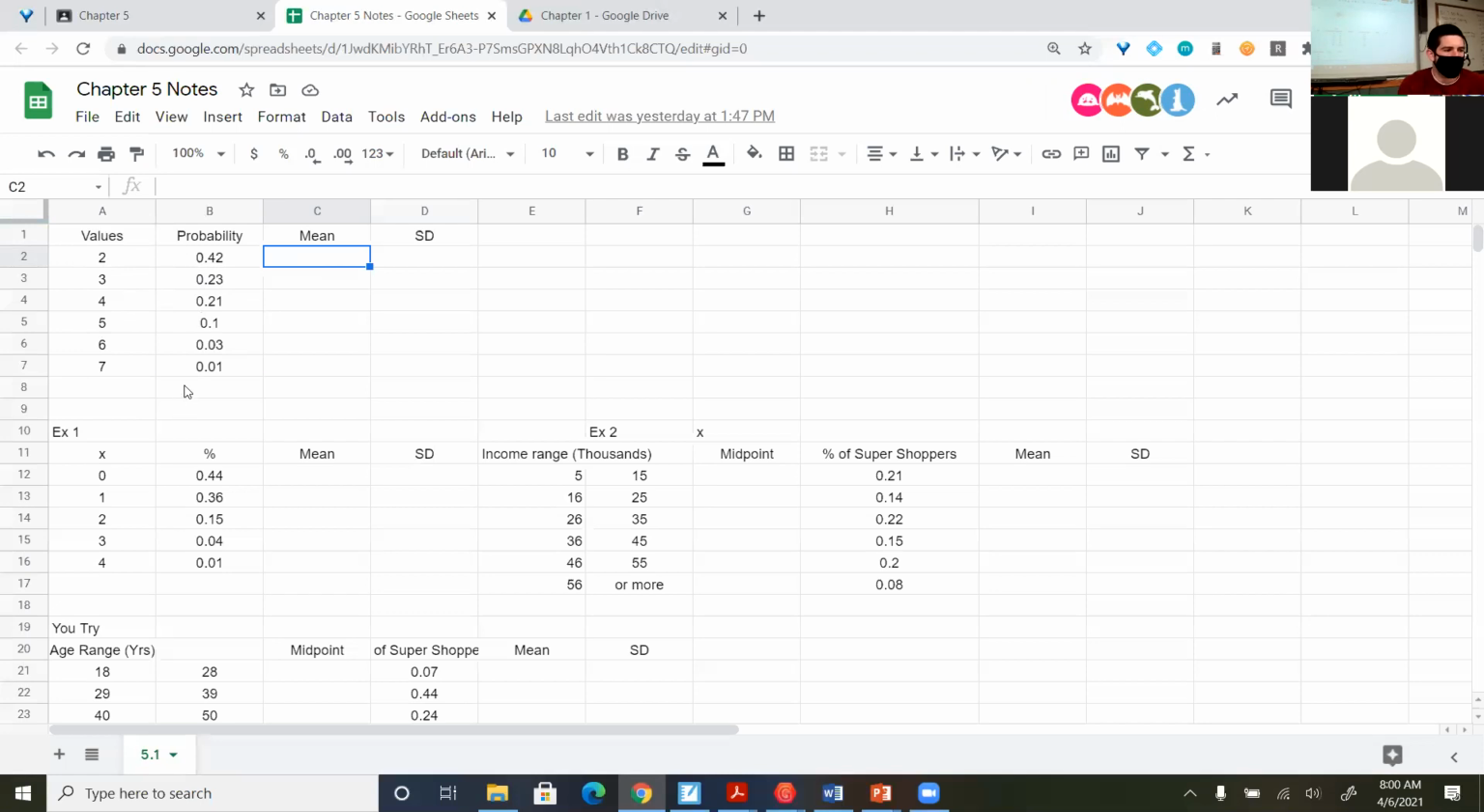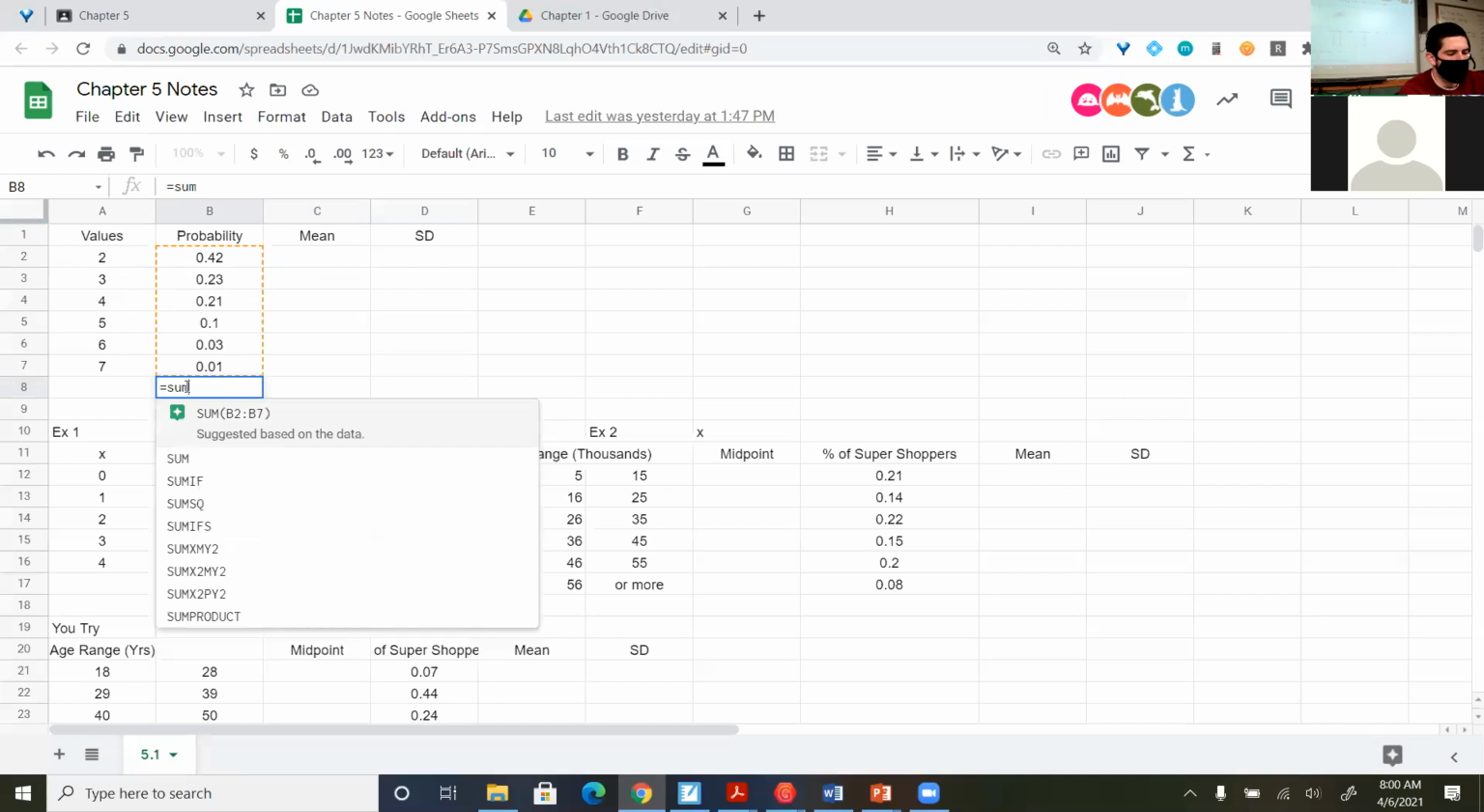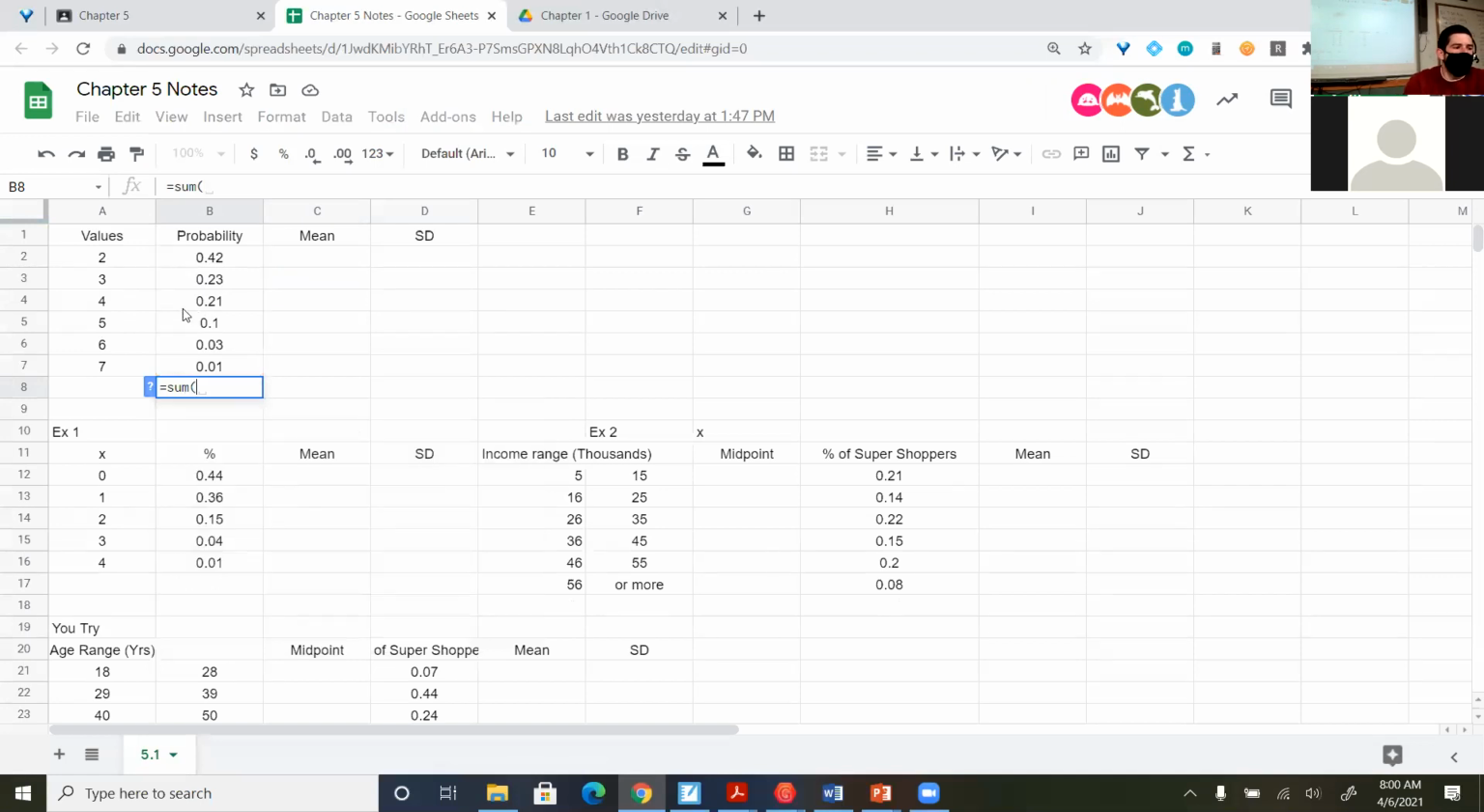So the first thing I'm going to do, just to make sure that it is valid, is the command equals sum. And then I'm going to highlight this column just to make sure that equals 100%. And it does. So this is a valid distribution. Everything's accounted for. There are no gaps. We're not over 100%, not under. We are free to then go ahead and try this problem.